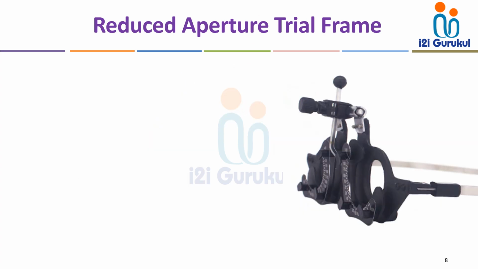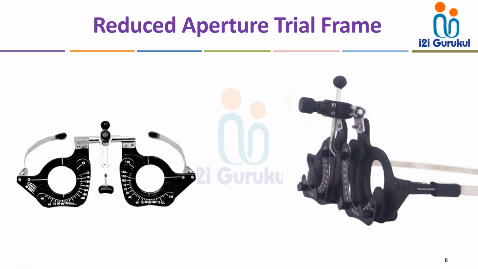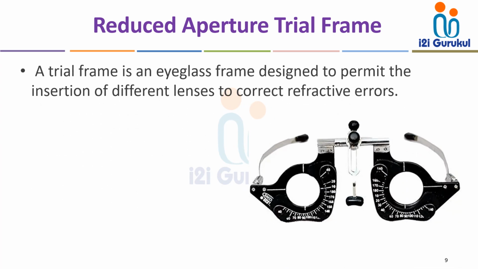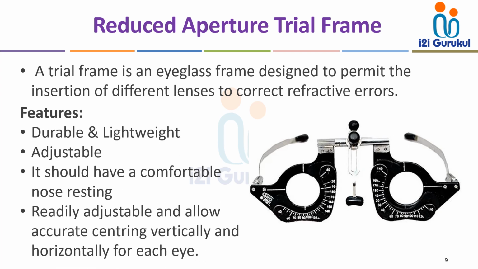Coming to the reduced aperture trial frame, you can see in the image this has a smaller aperture. The trial frame is an eyeglass frame designed to permit the insertion of different lenses to correct refractive errors. It has a few features we'll go through.